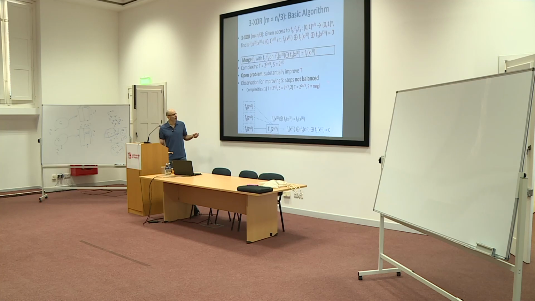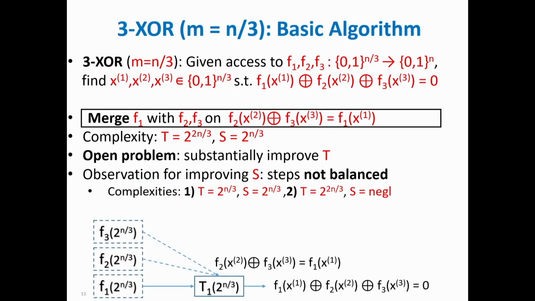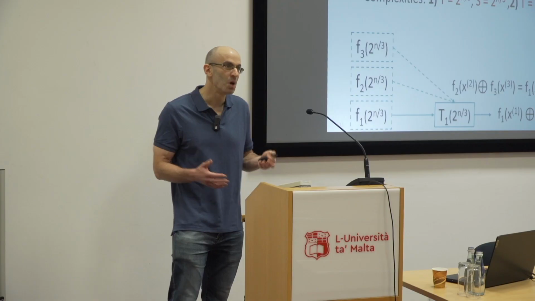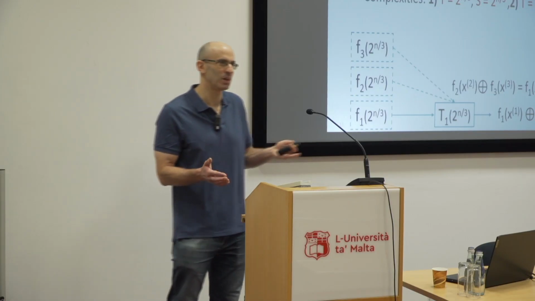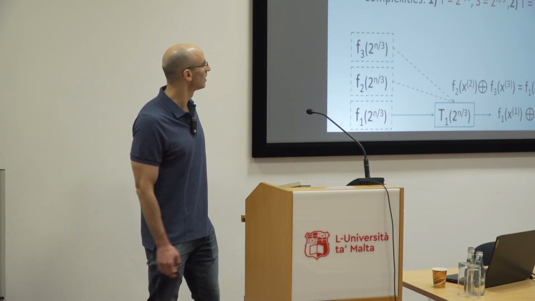On the other hand, in the second step, the time complexity is 2 to the 2n over 3, and the space complexity of iterating over these domains is negligible. We're just doing exhaustive search here. So we can try to balance these steps. We're going to spend more time on step one, and use more space in step two. Then we'll be able to get the same time complexity, but reduce the memory complexity.